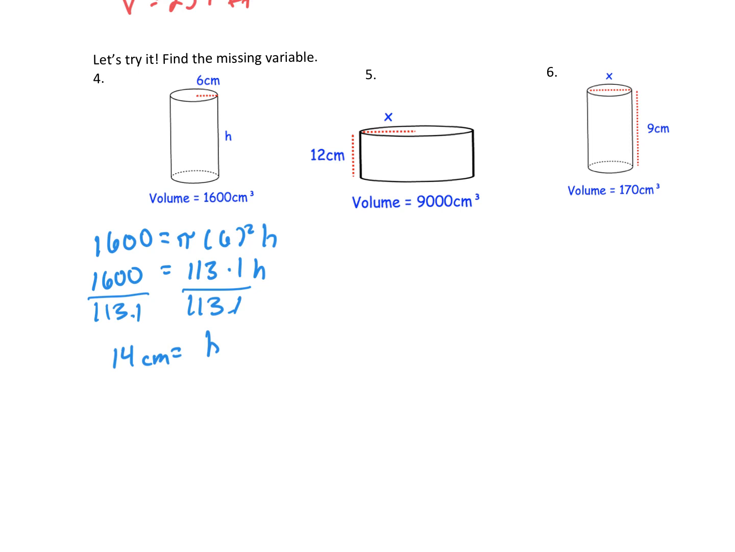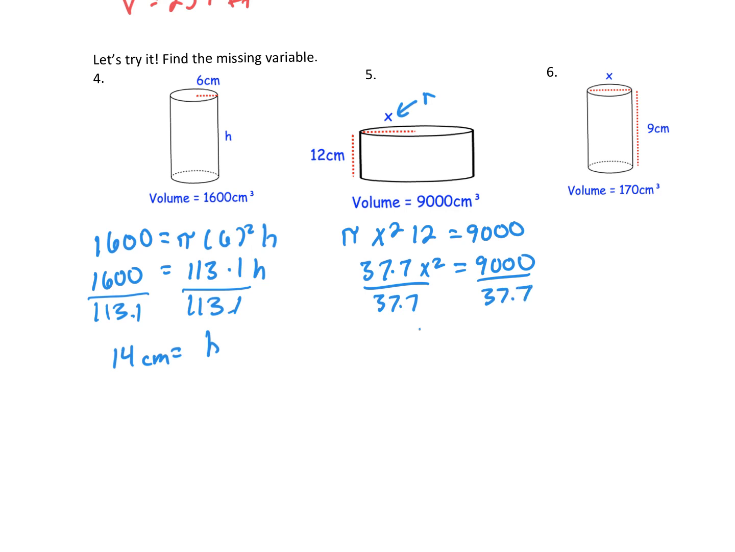I think I'm just going to switch this equation around. So here, our radius is x. So pi times x squared times 12, which is our height, must equal 9,000. I'm going to multiply all this through. 12 times pi is 37.7. So 37.7 times x squared equals 9,000. Divide by 37.7 on both sides.